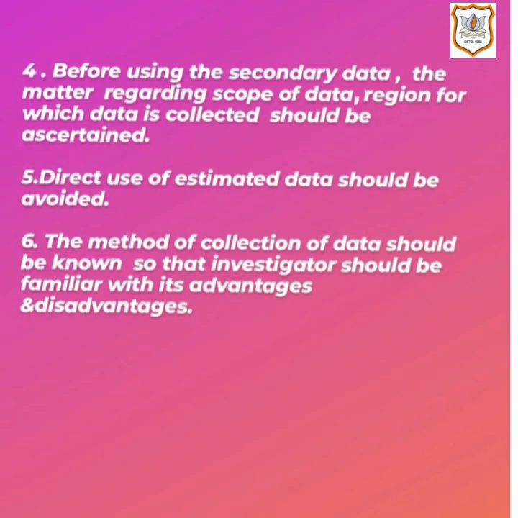Fourth point, before using the secondary data, the matter regarding scope of data and the region for which data is collected should be ascertained. That means what is the scope of the data, or for which region the data was collected. All such things should be kept in mind before using it. Fifth point, direct use of estimated data should be avoided, because the estimates given in the data may be wrongly calculated, as they are totally based on assumptions.